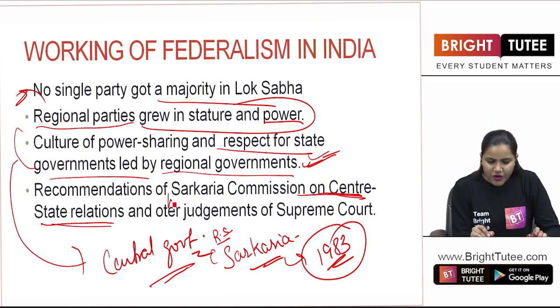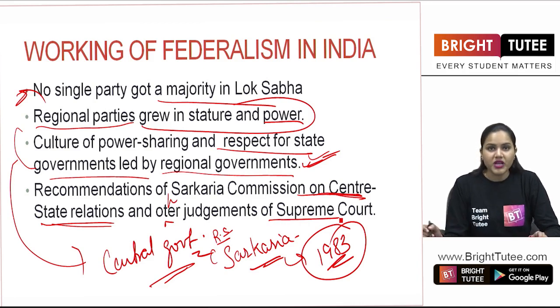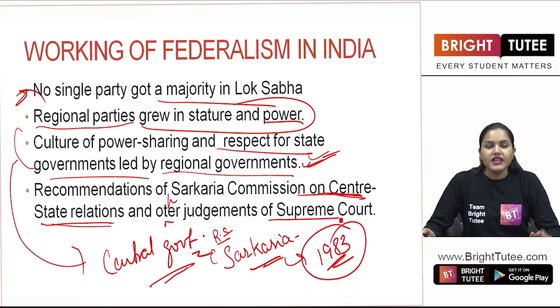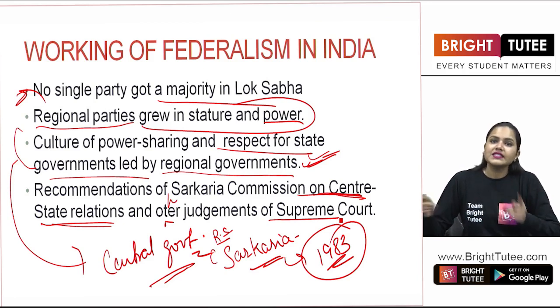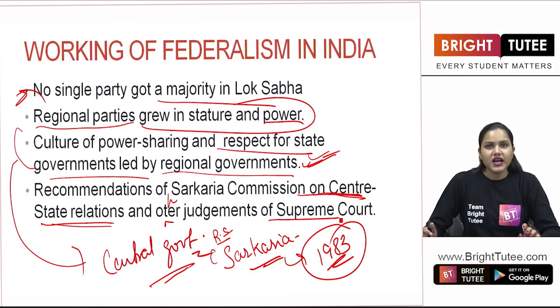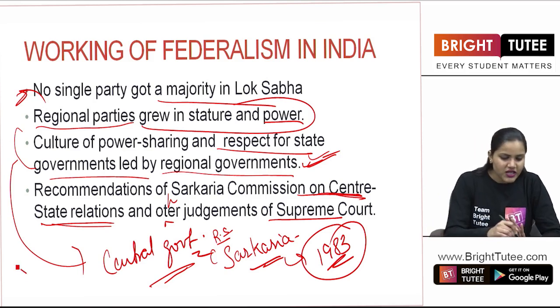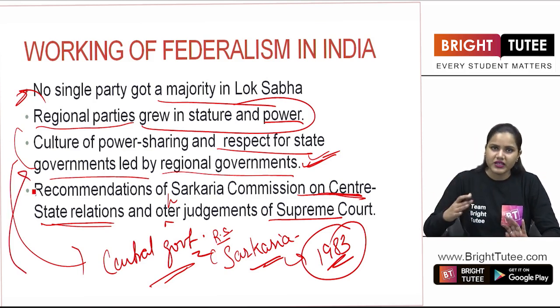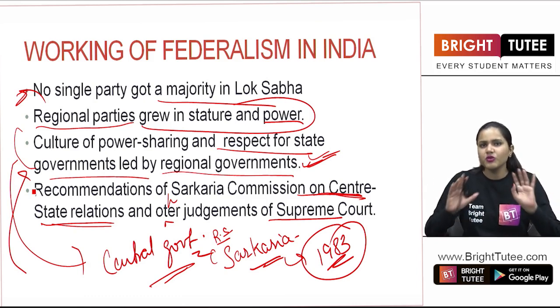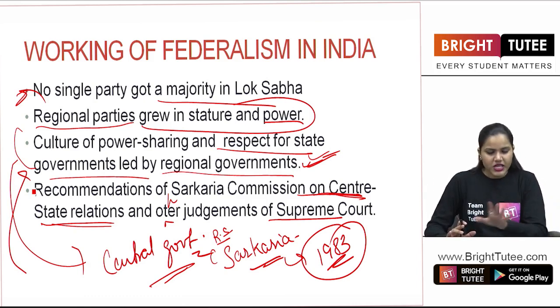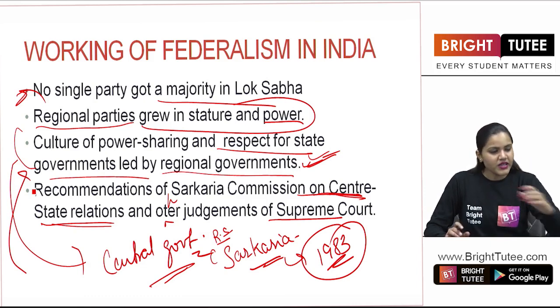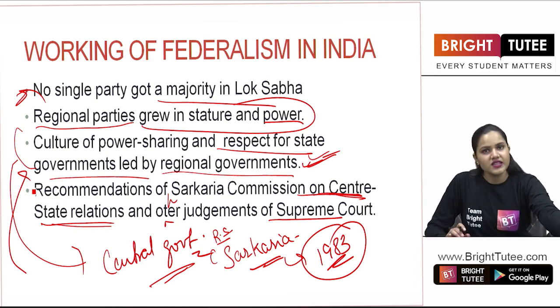Apart from that, there were some of the other judgments of the Supreme Court. So the Supreme Court had given some important judgments. These judgments were related to the center-state relationship as well as the idea that regional governments or the state governments cannot be suppressed by the central government, which the Congress party or any dominant party at that particular time was trying to do, right? So these were some of the ideas or recommendations that were brought down by the Sarkaria Commission.